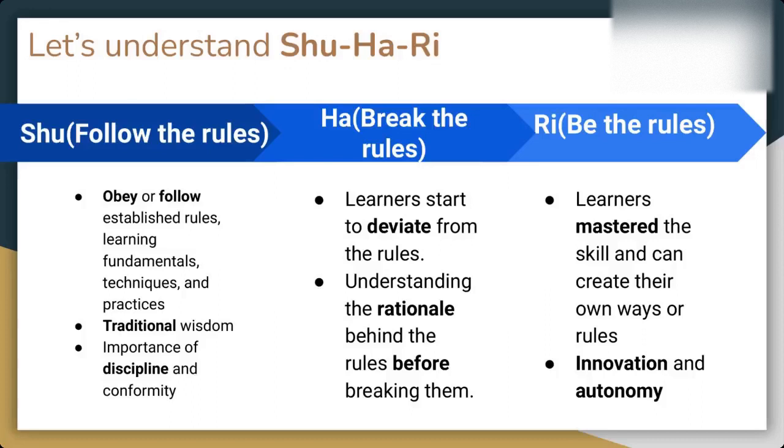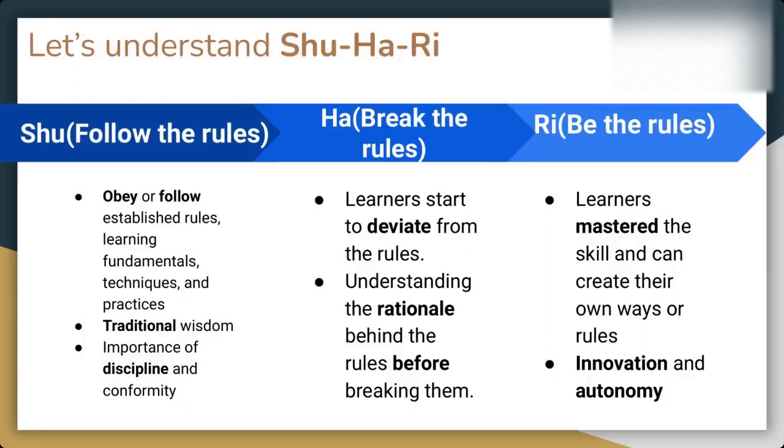Then comes the third stage, which represents the mastery of the learner in that skill. Now, because the learner has understood the fundamentals in full detail, which was stage 1, and then has experimented by breaking a few rules and learned even further and learned their skills better, they can now create their own ways or their own rules. Now, this is the stage of innovation and autonomy.